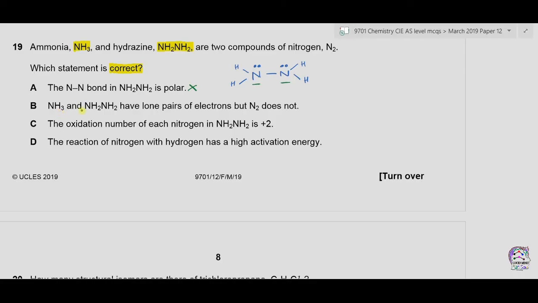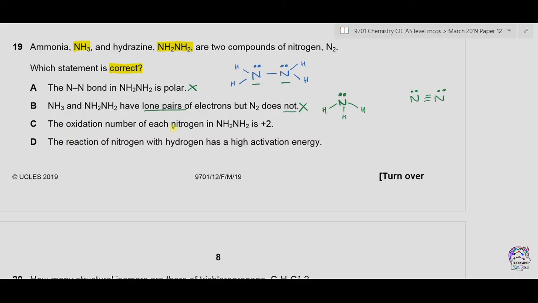Part B. NH3 and N2H4 have lone pairs of electrons, but nitrogen does not. Let's see, in NH3 nitrogen makes 3 single bonds with 3 hydrogen atoms and 2 electrons are present in the form of a lone pair. In the nitrogen molecule, nitrogen makes a triple covalent bond with another nitrogen and a lone pair is present. So therefore option B is incorrect.